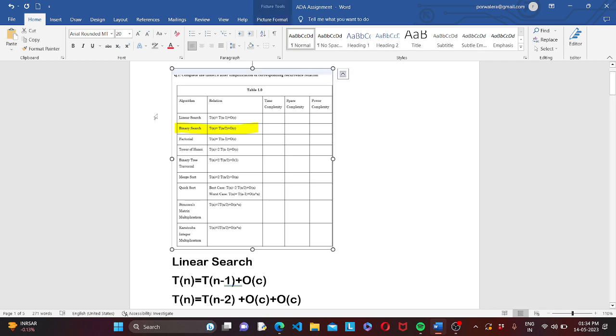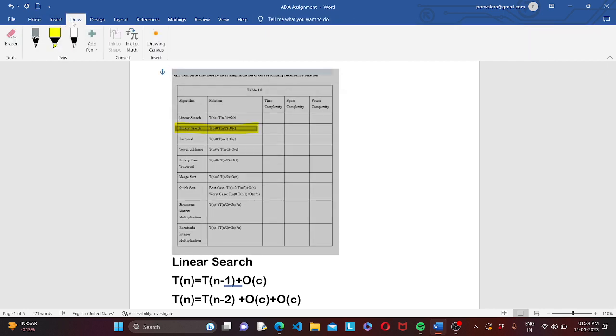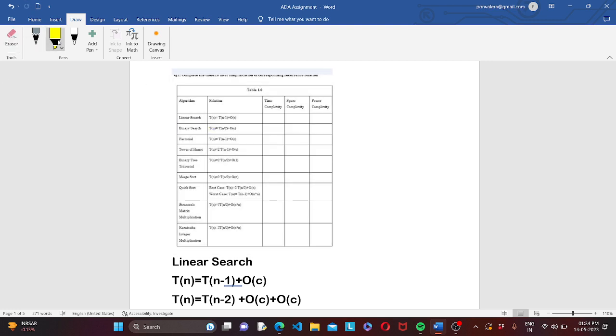The very first we have is linear search. First we will be seeing it for linear search. Let me just highlight it. So this is our linear search. I'm sorry, let me highlight it. Yes, so we will be seeing the time complexity for linear search, and space and power complexity for all.